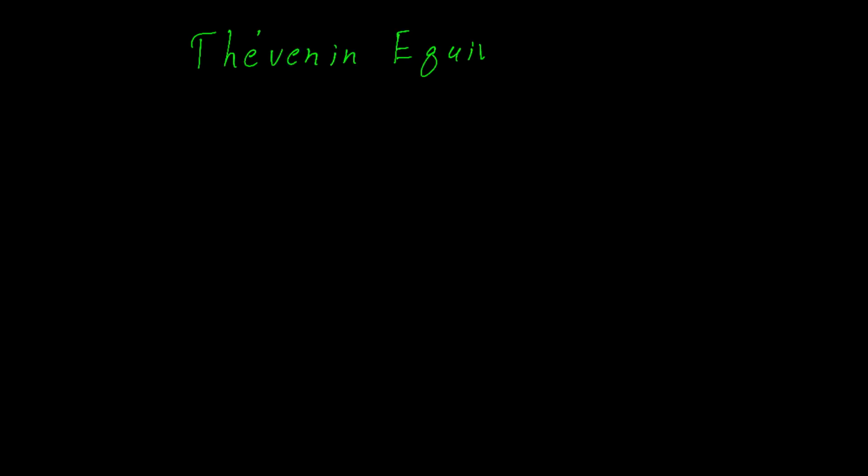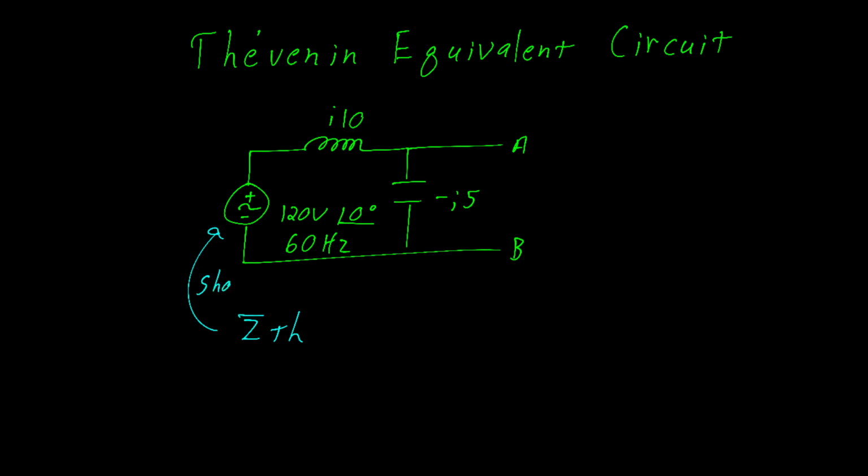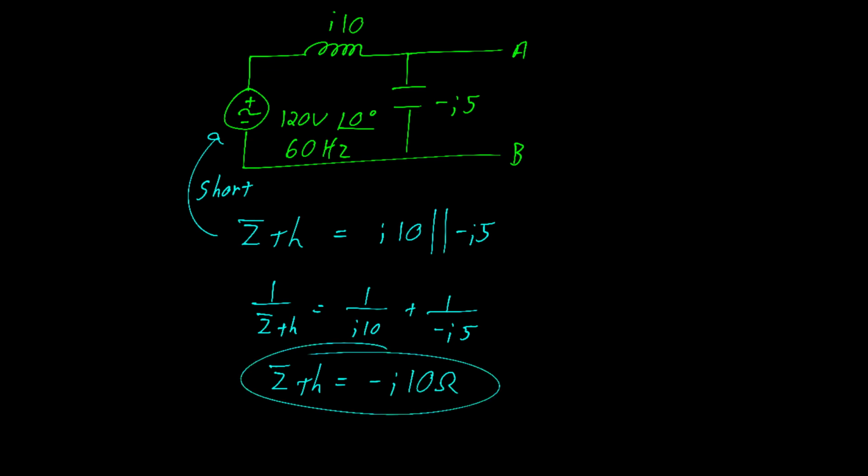This is our circuit. We have J10 inductance, negative J5 capacitance, and a source of 120 volts, phase angle 0, 60 hertz. We calculate the Thevenin impedance very similar to what we did in the DC circuits, where we consider the power supply to be a short, and then you look in on terminals A and B. And when we do that, we see that the inductor and capacitor are effectively in parallel, which gives us a Thevenin impedance of negative J10, so it's all capacitive.